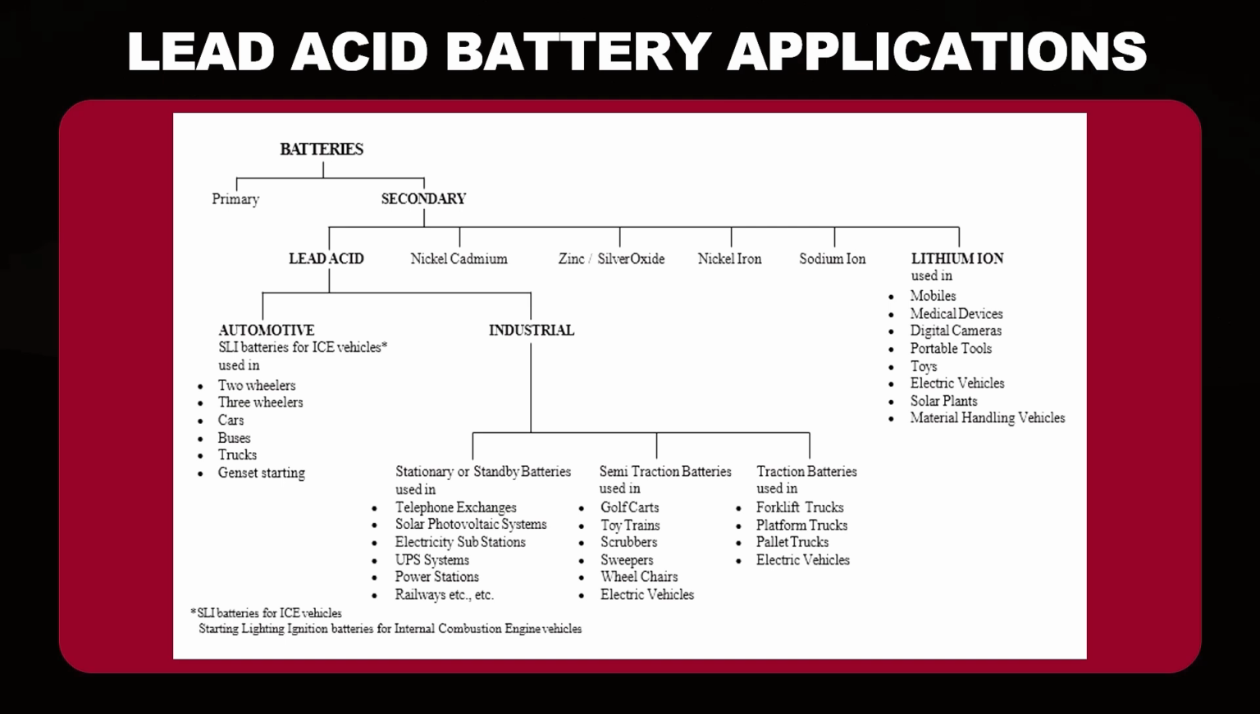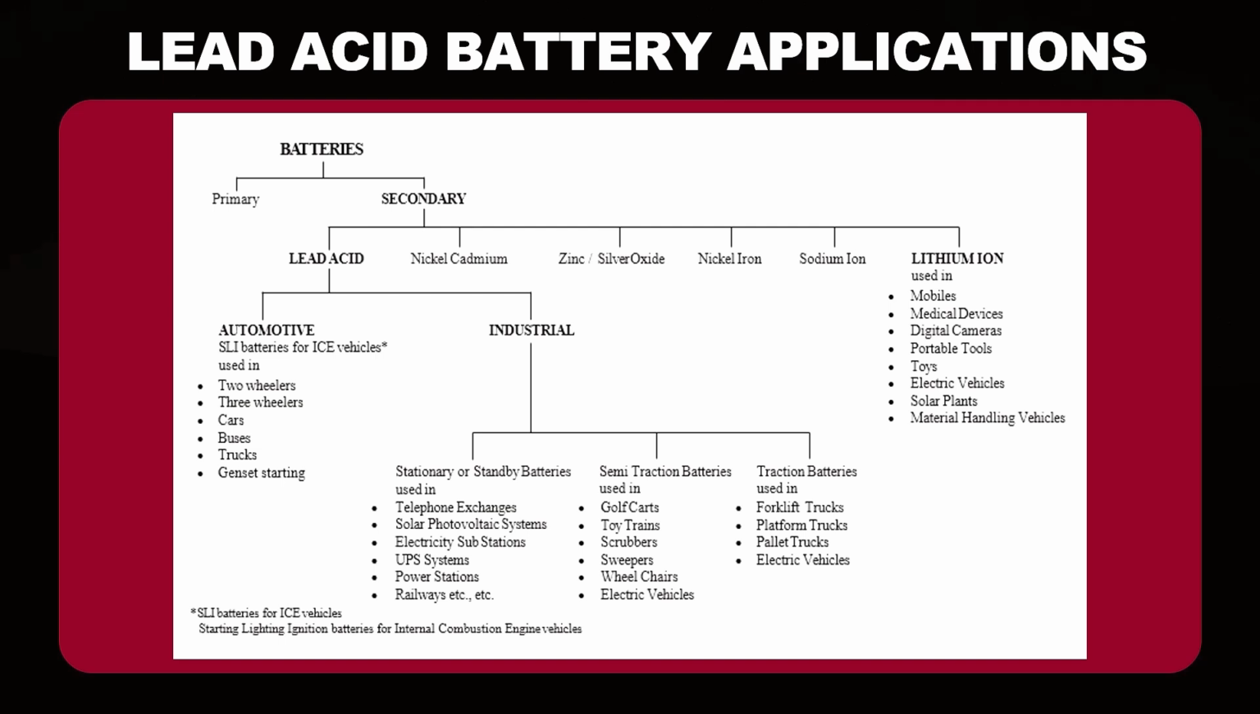Most people are aware of lead acid batteries used in automotive applications, but a large number of lead acid batteries are also used in industrial applications. When it comes to industrial applications, there are three main segments. One is the stationary or standby batteries. The second is the traction batteries used in material handling equipment. And the third segment is semi-traction batteries. Let's see how stationary batteries are used and where they are specifically applied.